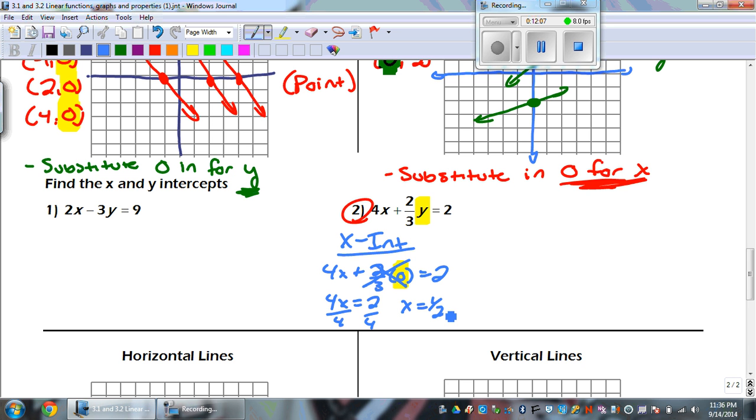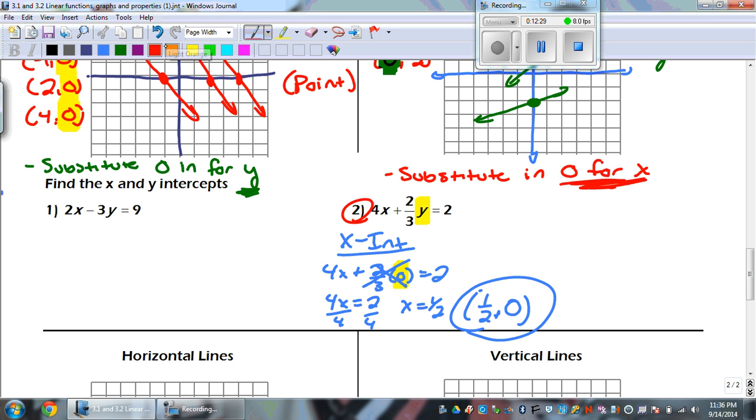Now the most important thing to remember is you guys are finding a point. Okay? So every time you write your answers, you have to write them as an ordered pair. So your x value is 1/2. But then what's your y value? Alright, well, you put in 0 for y. So it's the ordered pair 1/2 comma 0.